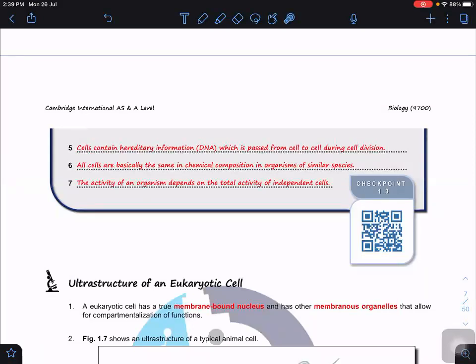And also, cells are basically the same in chemical composition in an organism of a similar species. Again, how do we interpret that they are the same species, or why are humans and monkeys 2 different species? Can you see that? How the dog and the wolf, some of them belong to the same species. We're going to learn this in selection and evolution. And the activity of an organism depends on the total activity of independent cells. We're going to look at the communication between the cells. Particularly, we talk about homeostasis as well as muscle contractions.